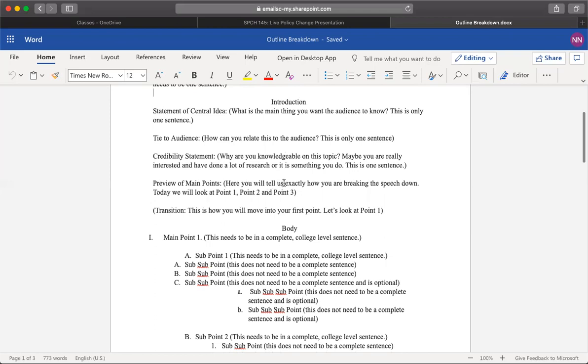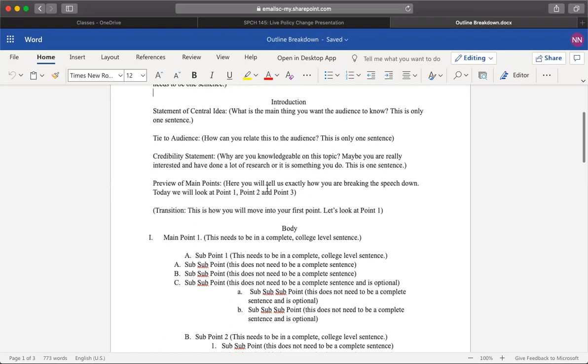So for me, I'm just obsessed with the Tudor dynasty, and so I've read a lot of books on Henry VIII. So that's what I'm going to use as my credibility statement. Again, you're going to notice something right here. These are all just one sentence, so please don't overthink the process.